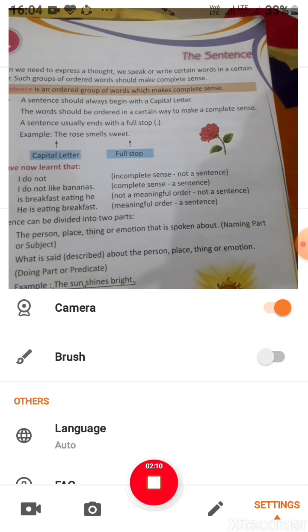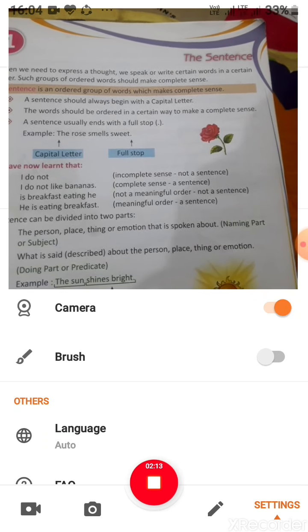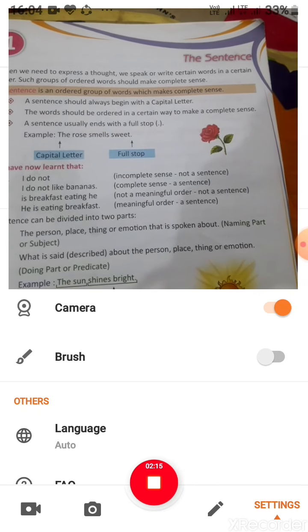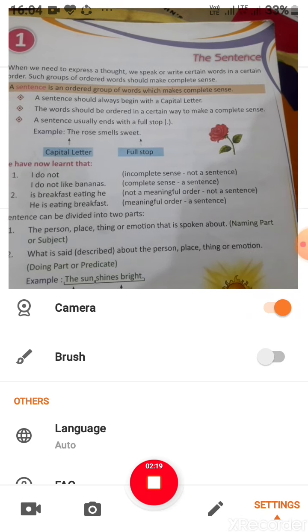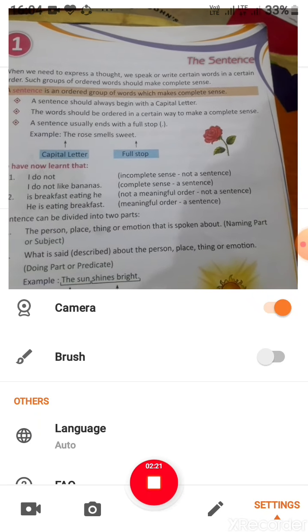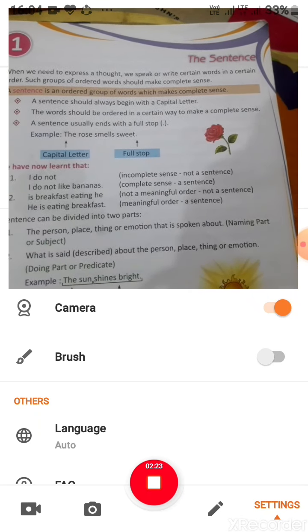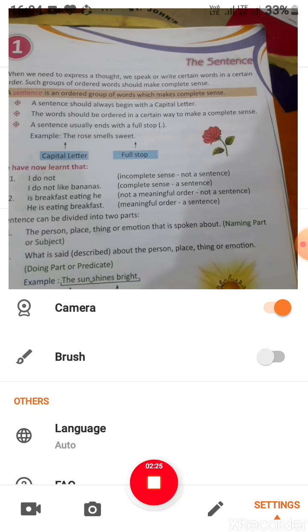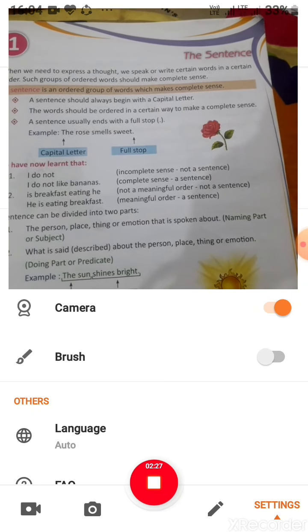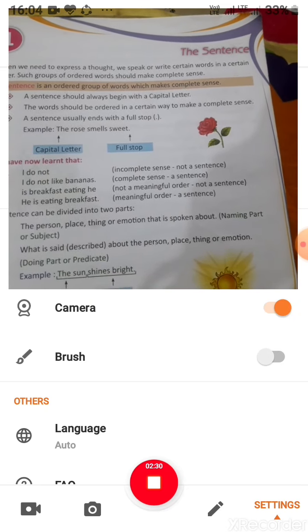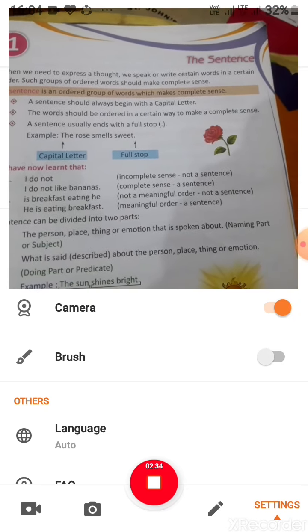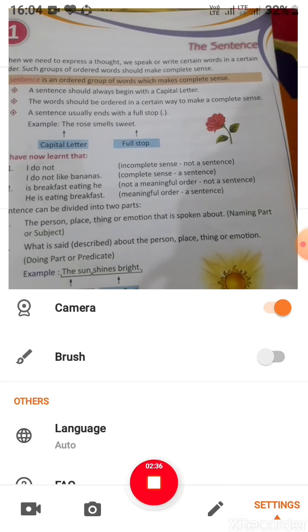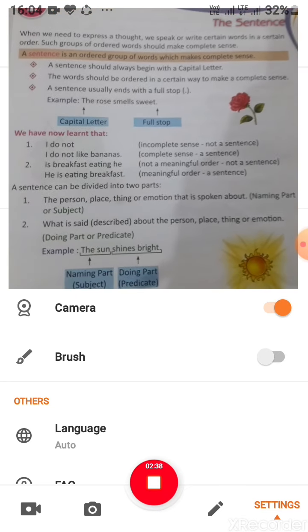The rose smells sweet. We cannot write "the sweet smells rose" or "smell sweet the rose." The words are the same in all three sentences, but because they are not arranged properly, they are not going to make any proper sense. So remember, we have to arrange the words in a proper way.